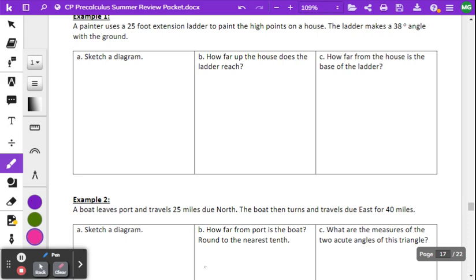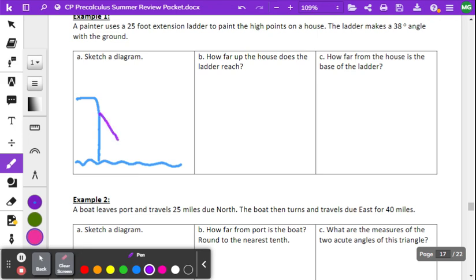It says we have a painter using a 25-foot extension ladder to paint the high points on a house. And the ladder makes a 38-degree angle with the ground. So let's think about this. If we have our house over here, here's the ground. The ladder is going to be looking something like this. Okay, so there's our ladder. And it tells us that the ladder is 25 feet. And it also tells us that it makes a 38-degree angle with the ground. So that means this angle right here is 38 degrees.